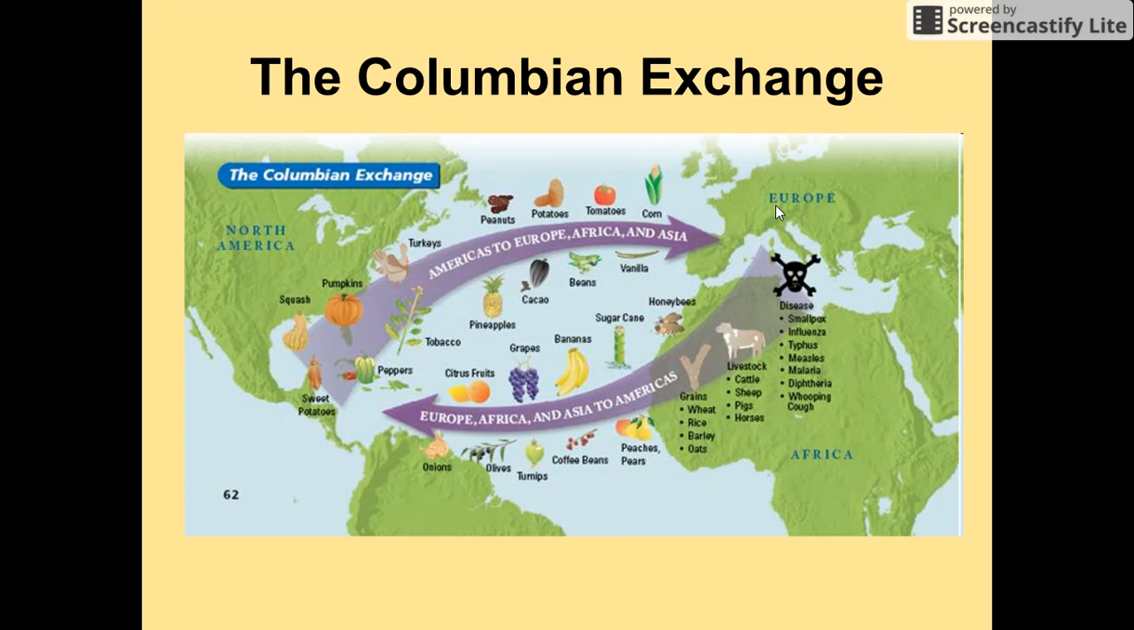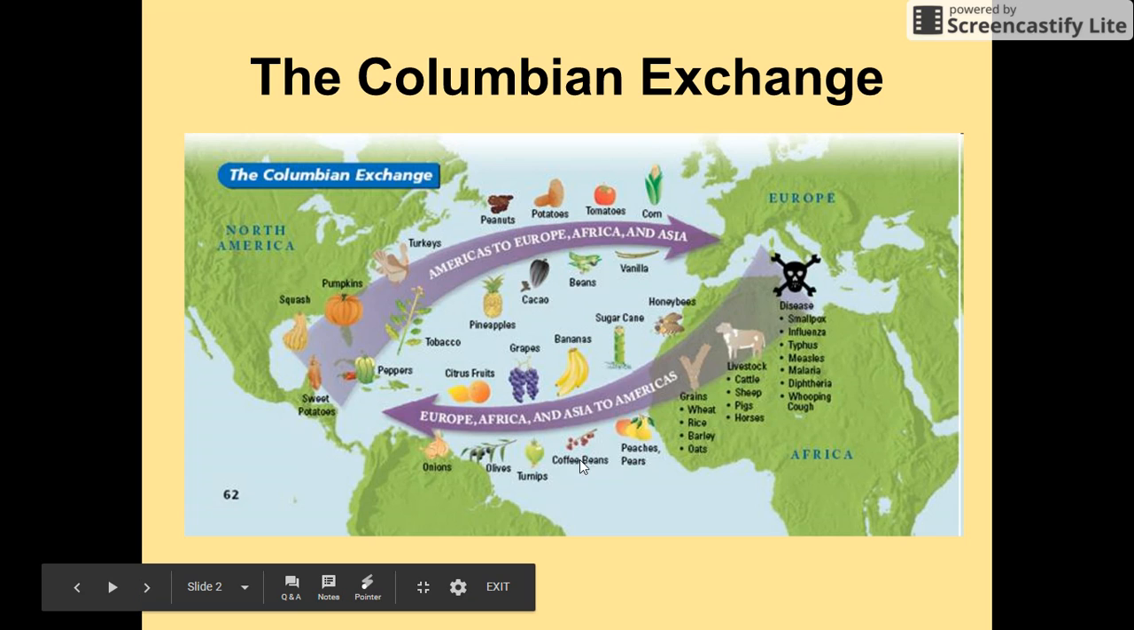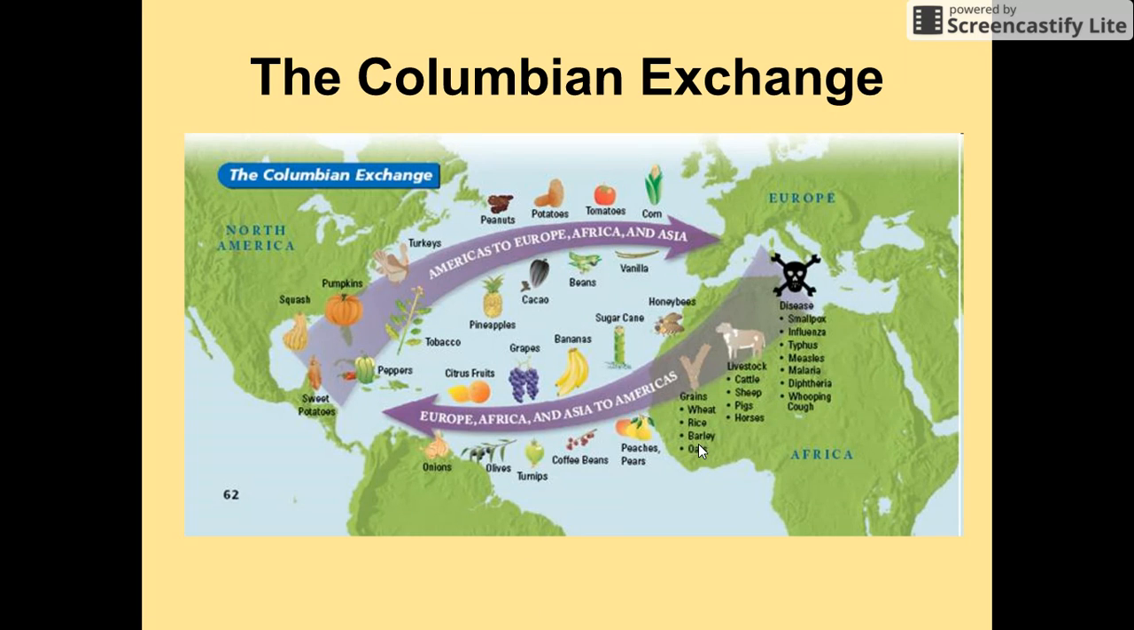We've already looked at a few explorers. And so they leave out of Europe and they take with them different supplies on their ship. Some of the things they took with them were honeybees, sugarcane, bananas, grapes, citrus fruits, onions, olives, turnips, coffee beans, peaches, and pears, grains such as wheat, rice, barley, and oats. Those are things like you would make oatmeal out of, or bread is made out of it, cereal is made out of that. Of course, you have rice, livestock, or cattle, sheep, pigs, horses.